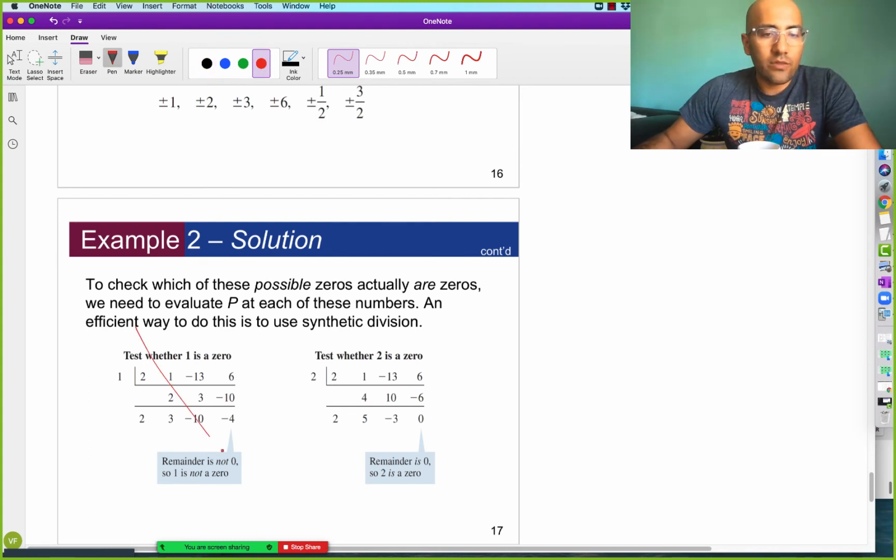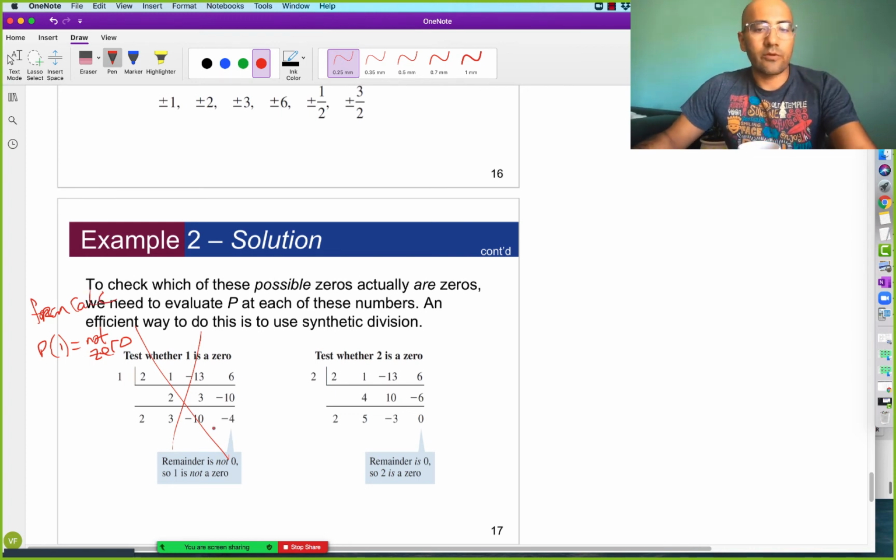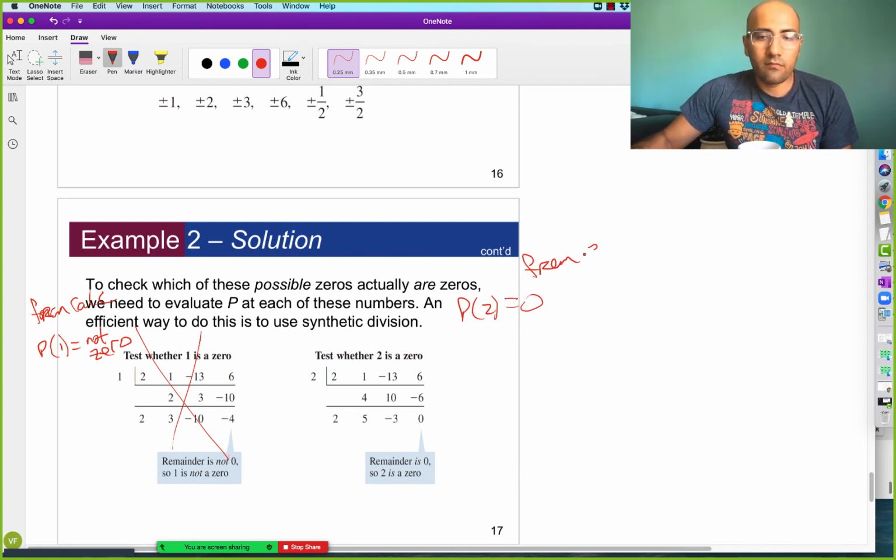We automatically know this is going to fail because we know that P of 1 from our calculator is not 0. Right? From our calculator. So it saves us this work. We don't have to do this work. But because P of 2 did equal 0 from our calculator, then I know that x minus 2 is a divisor of the P of x.